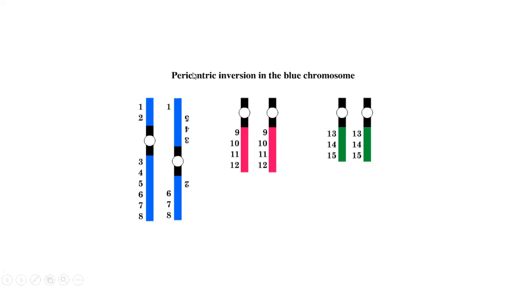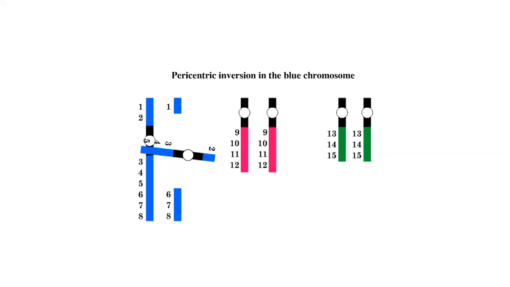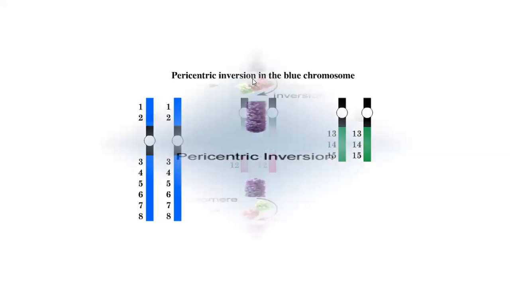Due to pericentric inversion, the position of the centromere can change. Once again, you can observe the position of the centromere changes. Originally, it was here. Now it is shifted here. So this is pericentric inversion. We move on.